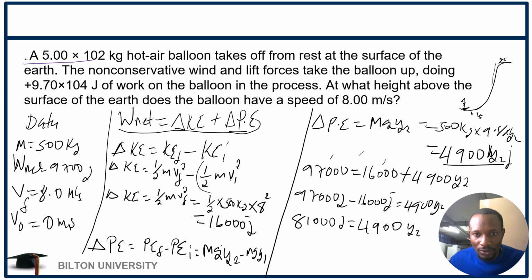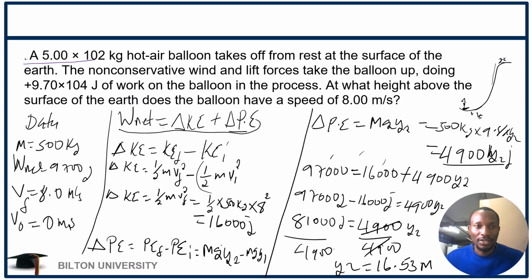We remain with 81,000 joules equal to 4,900 y2. So from here we can divide both sides by 4,900, and we get the height: y2 is equal to 16.553 meters. So this is the height which the balloon reached.